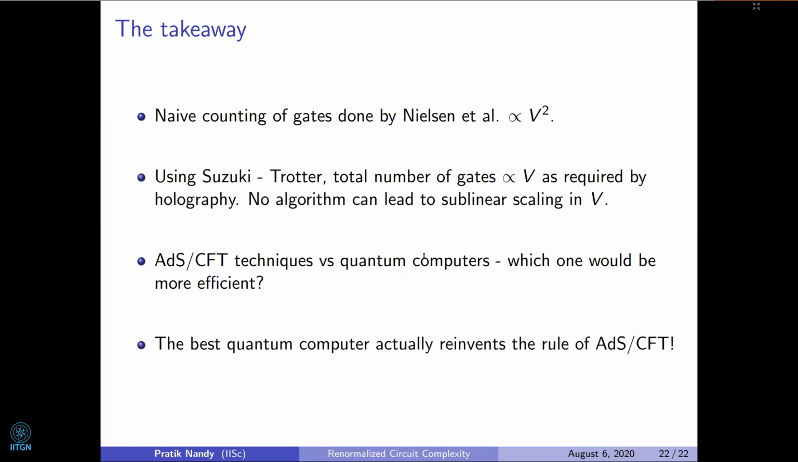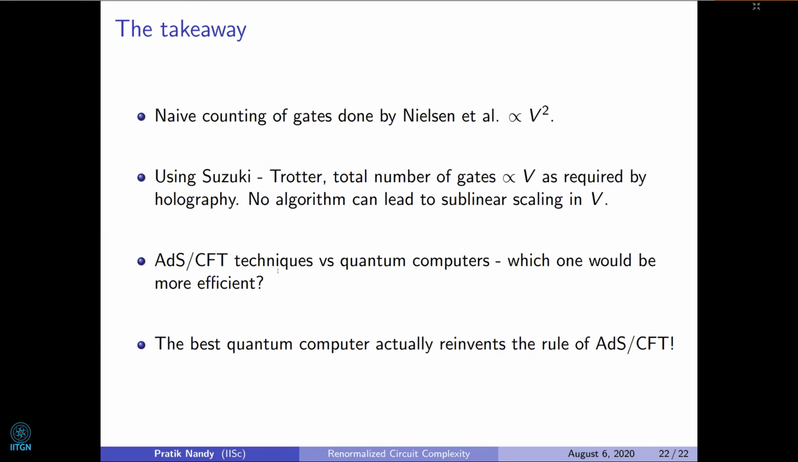So what is the main message of this? The main message is this: the naive counting of the Nielsen is proportional to the B squared, which is a kind of naive gate counting. But using the Suzuki-Trotter, we can count the total number of gates, which is just proportional to this volume, as required by the holography. And it can also be shown there is no algorithm which can lead to sublinear scaling in V. So in a sense, this scaling is optimal. So we can have an explicit gate counting, whose result actually matches with the holography calculation.